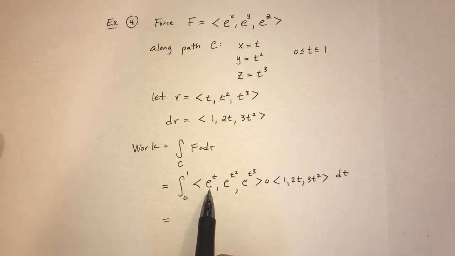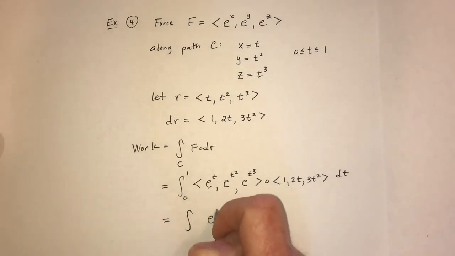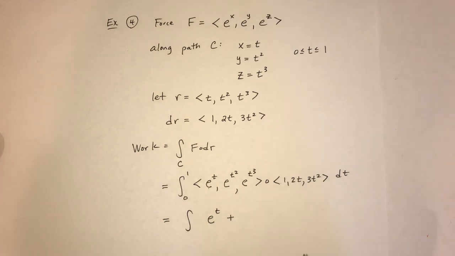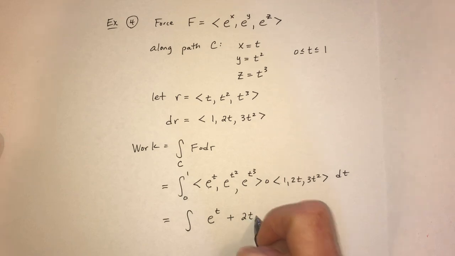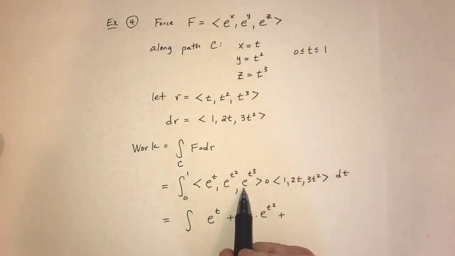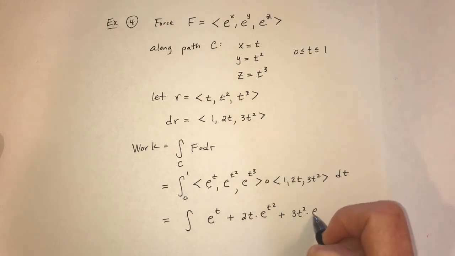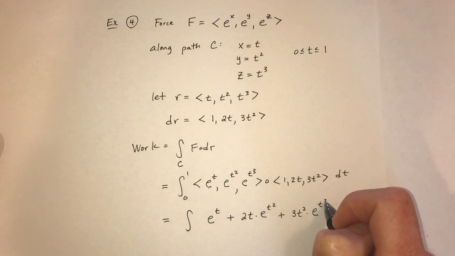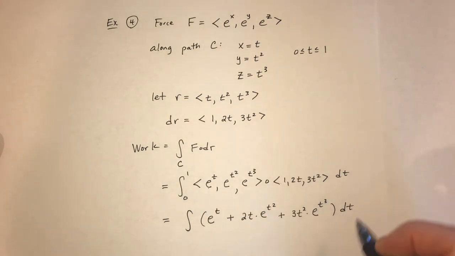So now do the dot product. So the first one times the first one, that's just going to be integrate e to the t plus the middle times the middle will be 2t times t squared. And then the last one times the last one will be 3t squared times e to the t cubed. And then integrate all of that with respect to t going from 0 to 1.